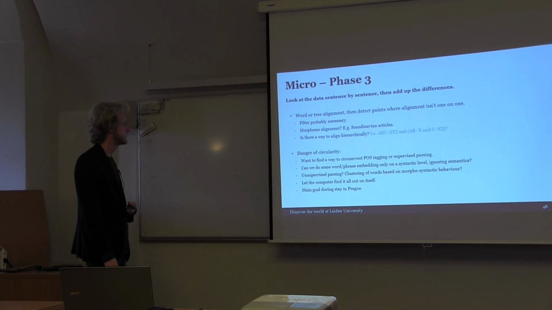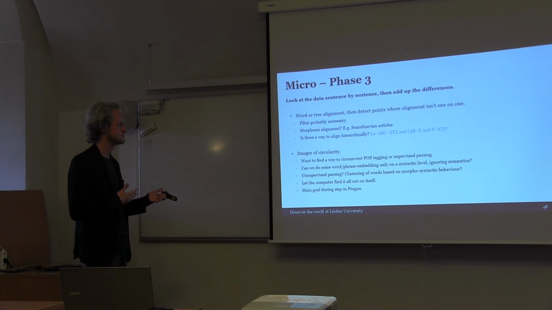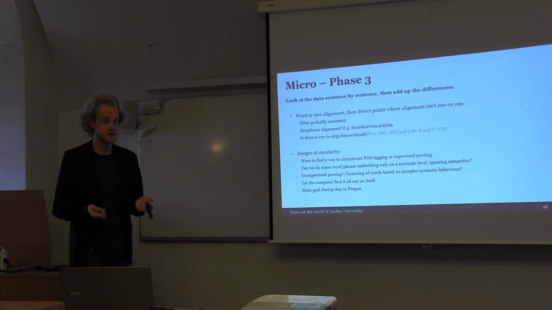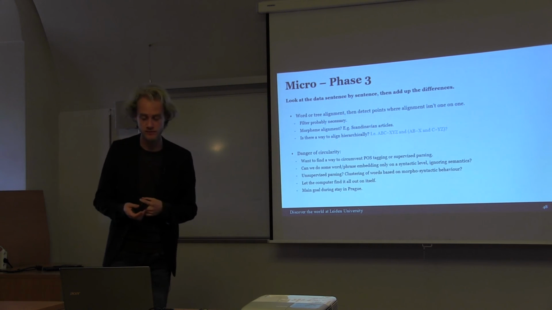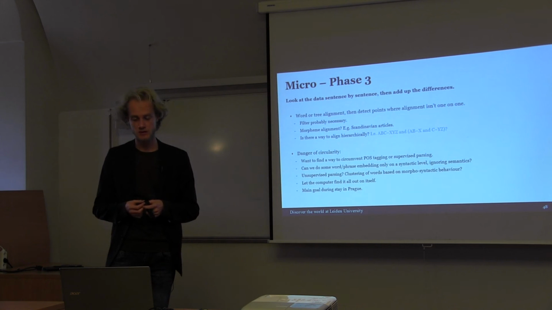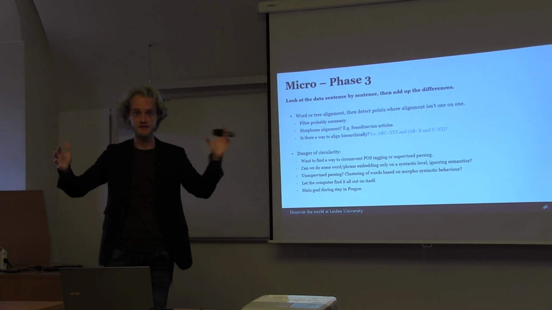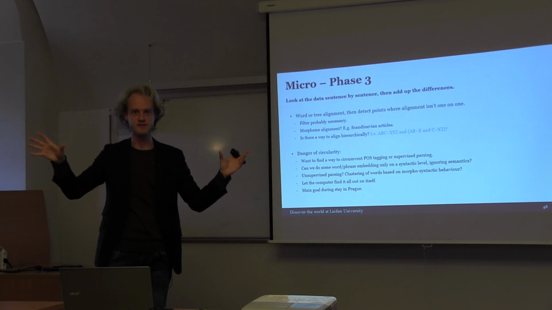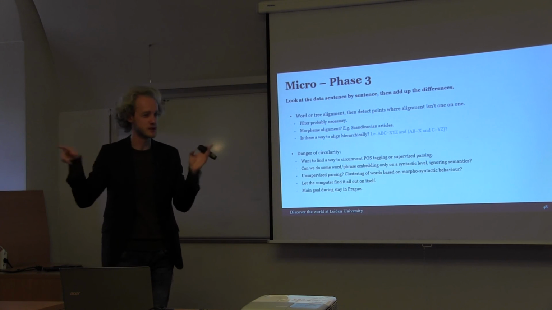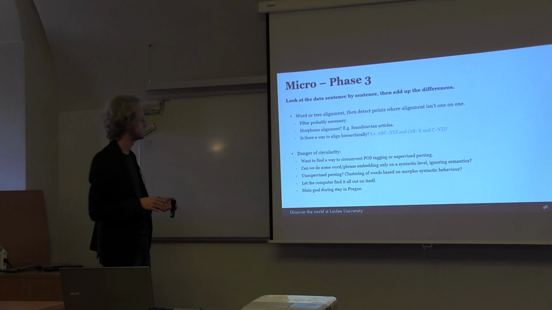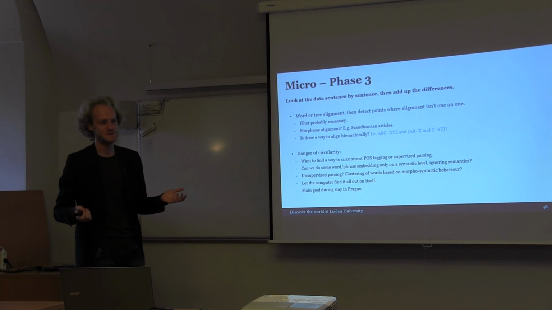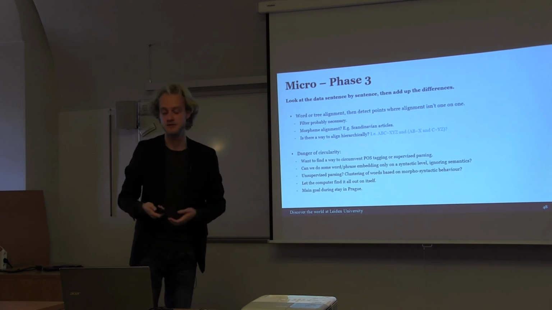Some word or tree alignment, and then detect the points where the alignment isn't one-on-one. We probably need our filter, right? Maybe there's some morpheme alignment. I don't know. Maybe we can do something with that. Is there a way to align hierarchically, where you say, okay, so this phrase is aligned to this phrase, and within that phrase, these words align to these words? That would be interesting. But there is still a danger of circularity, because you will actually maybe just compare part of speech tagging.